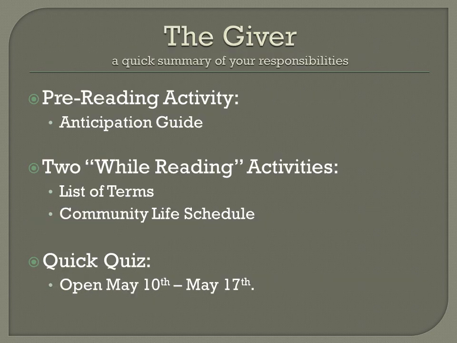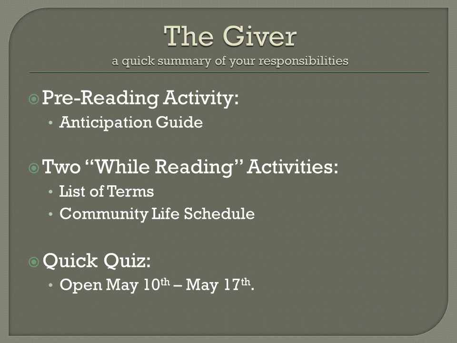Okay, here's a quick summary of your responsibilities as a student. You will have a pre-reading activity to complete. It's an anticipation guide. If you're familiar with an anticipation guide, then you know, true or false, agree or disagree. In this case, it's true or false. So you're going to want to save the anticipation guide to your computer, open it up, enable editing if you have to, edit it, true or false, save it again, email it to me.